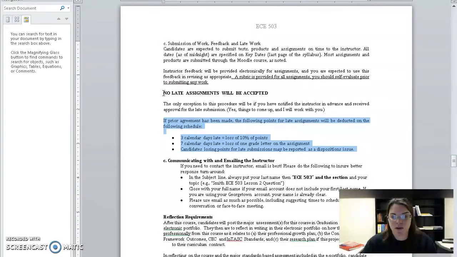So I'm not going to accept late assignments unless you have sent me an email prior to the due date. We've agreed that you can have a couple of days of extension, but you will still get a penalty, and that's based on this right here. So if you have any questions about that, ask me ahead of time.